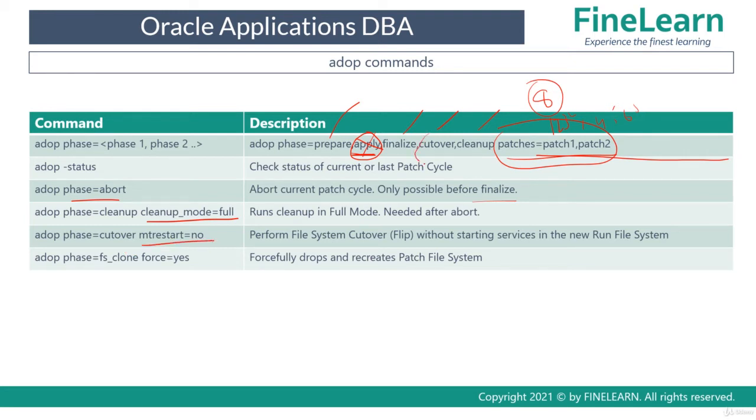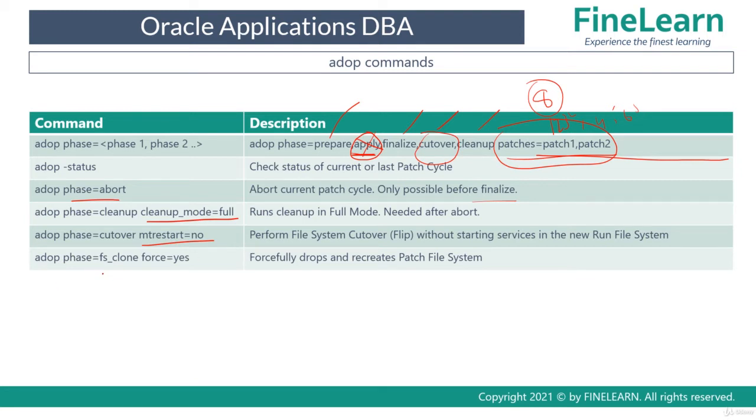Remember, in the cutover phase, as we know, ADOP basically flips the file system, making run to patch and patch to run. During this flipping, it is the responsibility of ADOP to start the services automatically in the new run file system. But if you don't want ADOP to restart services automatically and you want to do, for example, some specific activities yourself manually and then start the services, in such cases, I can ask ADOP not to restart services after patching successfully. So for that I have to mention the parameter mtrestart equal to no, which stands for middle tier restart equal to no.